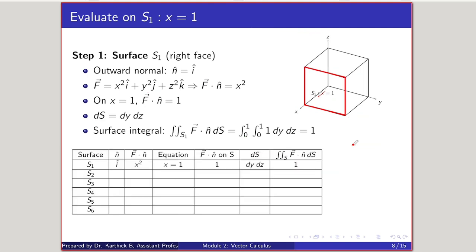So how am I going to fill in the first row? The n cap normal vector will be the i vector. And what about this F vector dot n cap? It will be x square. And after substituting the equation, at all the points x will be equal to 1. So I am equating x equal to 1. And on substituting, I am getting that equal to 1. So I am writing that it is 1. What about dS? Here the variables are y and z. So here it is dy dz. After the final evaluation, I am getting 1. That's all.